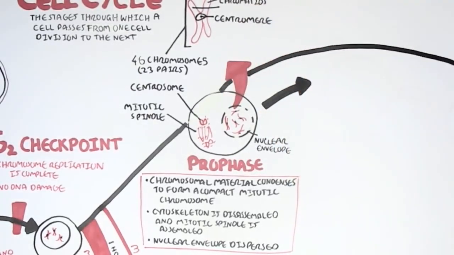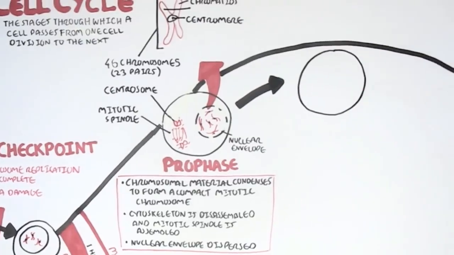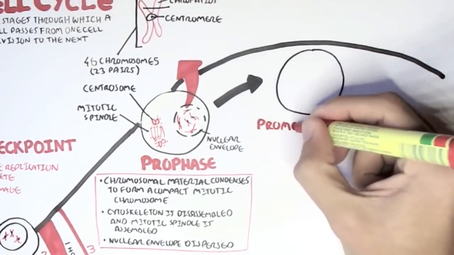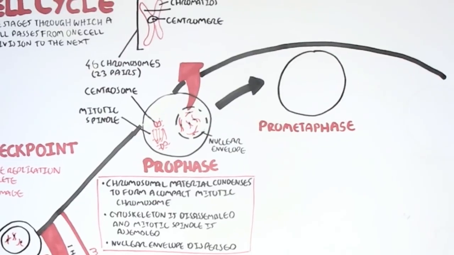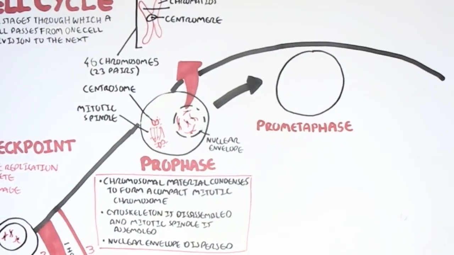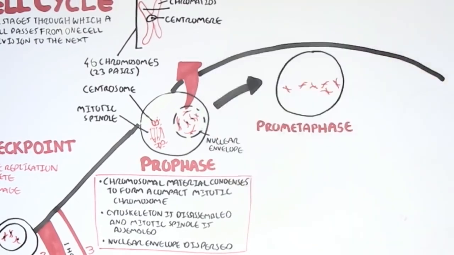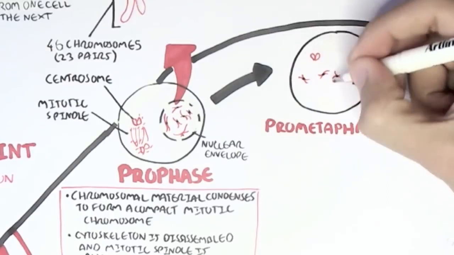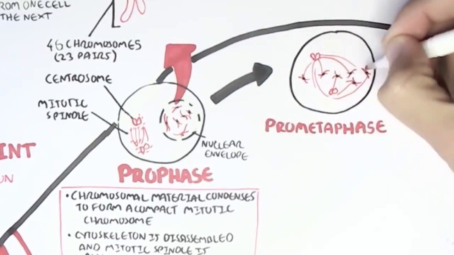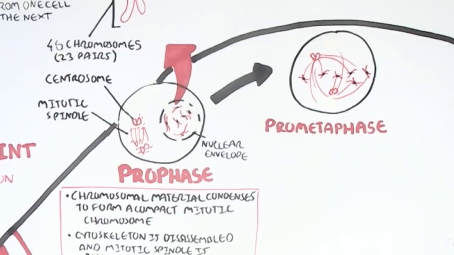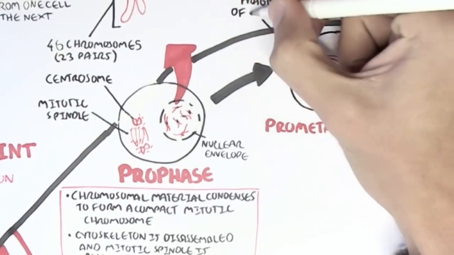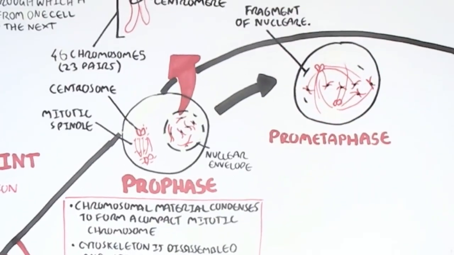Now the cell in prophase will enter metaphase. Metaphase itself has an early stage and a late stage. Let's look at the early stage first, known as prometaphase. Here we have the chromosomes just in the cytoplasm. We have the centrosomes, remember, forming the mitotic spindle. You will see in prometaphase that the cell will still have fragments of the nuclear envelope that was degrading.